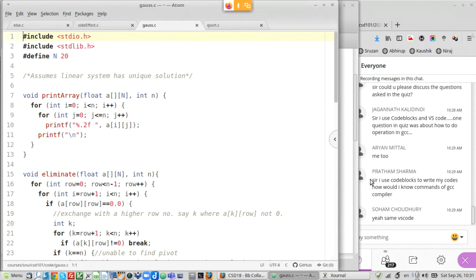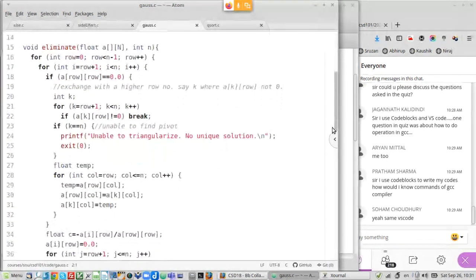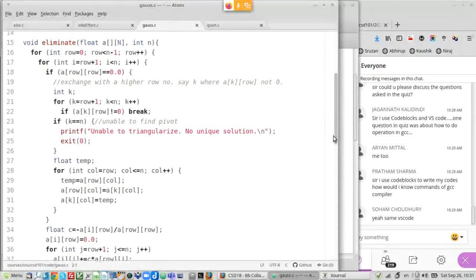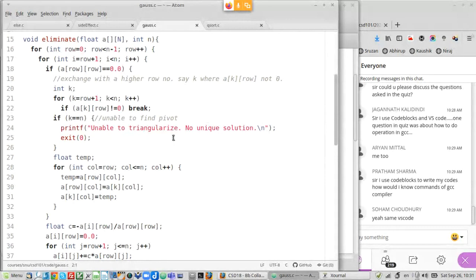Okay, now so this is the eliminate step. In the eliminate step there are two parts to it.